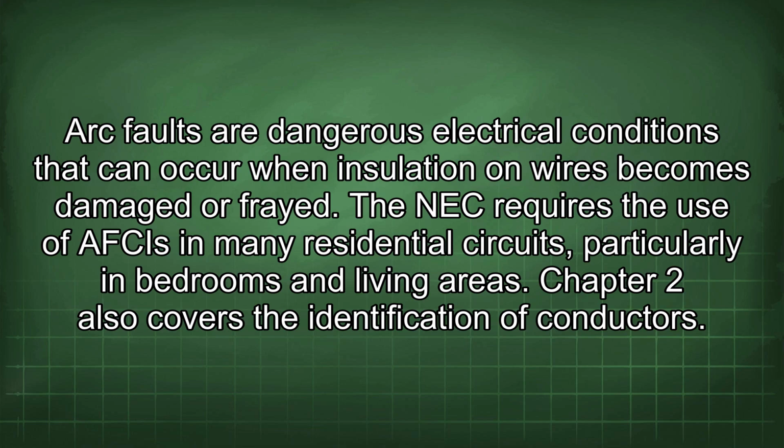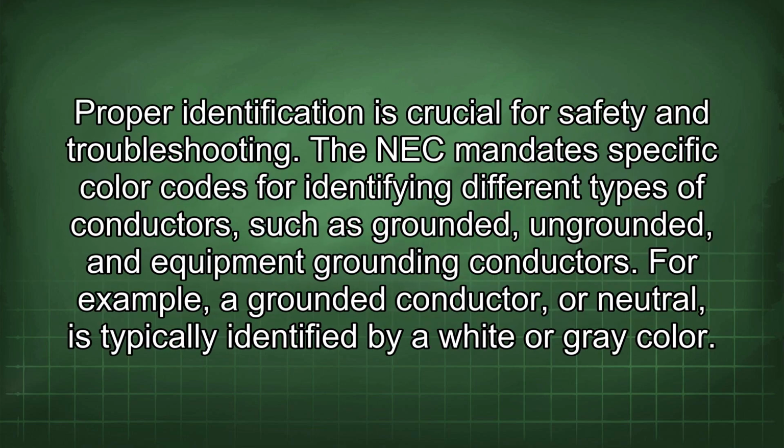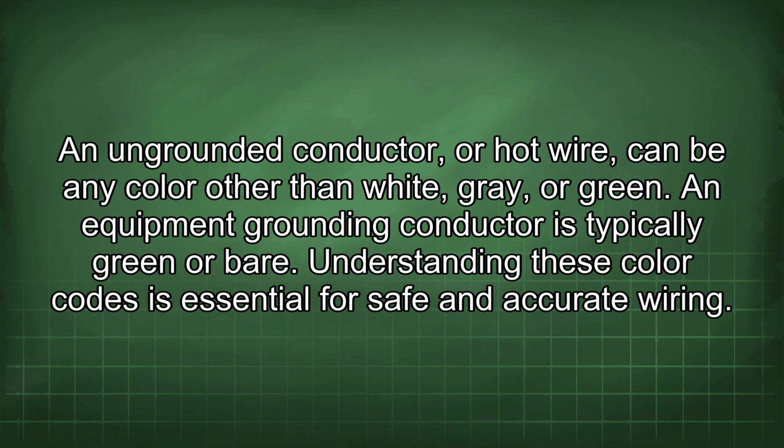Chapter 2 also covers the identification of conductors. Proper identification is crucial for safety and troubleshooting. The NEC mandates specific color codes for identifying different types of conductors, such as grounded, ungrounded, and equipment grounding conductors. For example, a grounded conductor, or neutral, is typically identified by a white or gray color. An ungrounded conductor, or hot wire, can be any color other than white, gray, or green. An equipment grounding conductor is typically green or bare. Understanding these color codes is essential for safe and accurate wiring.